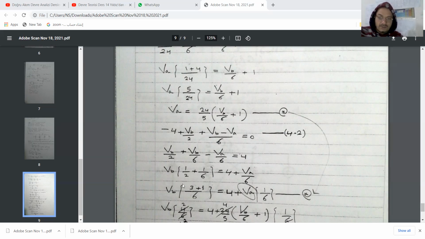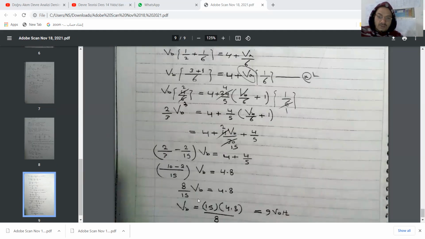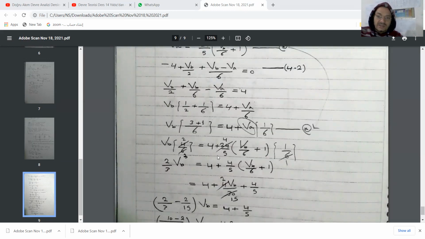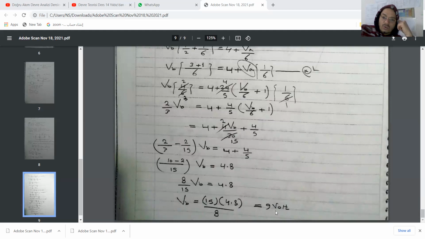Here VB equal, after all these simplifications, VB equal 15. We will do the equation related to VB, started from equation 4.2, VB equal 4 plus VA divided by 6. This will be an important equation for us, and we will put the VA equation inside this equation to calculate the VB result. To be like that, equal 9 volts.